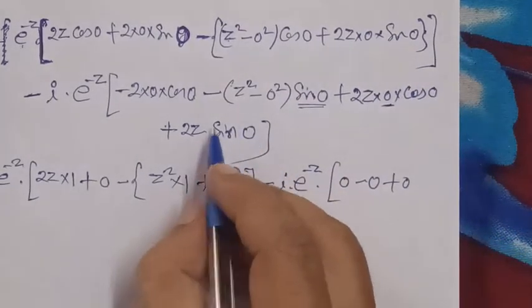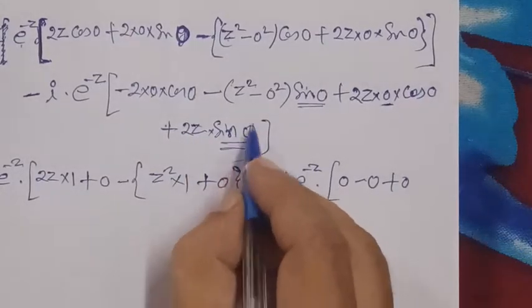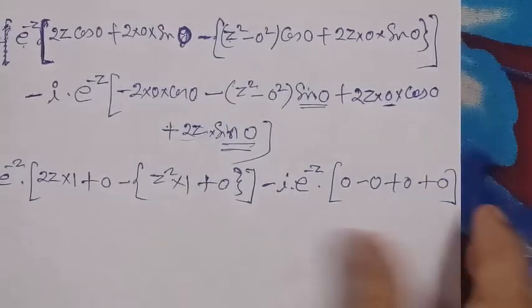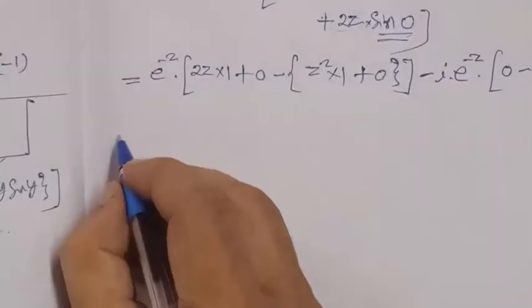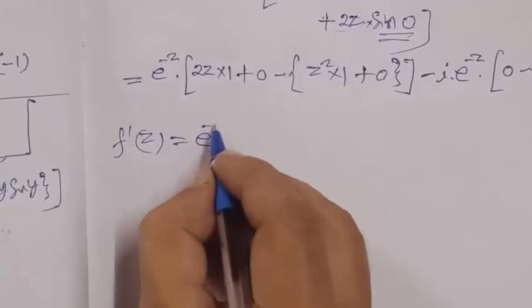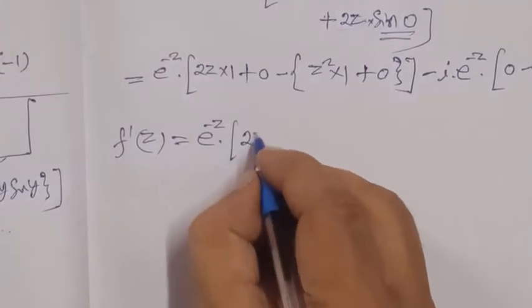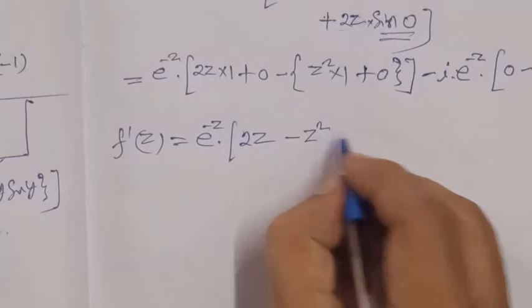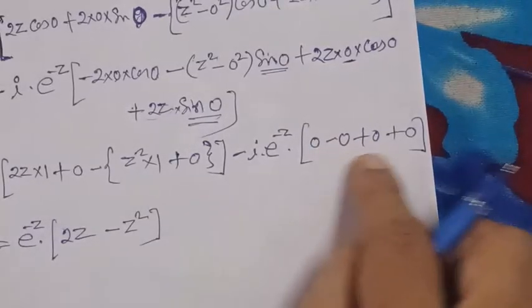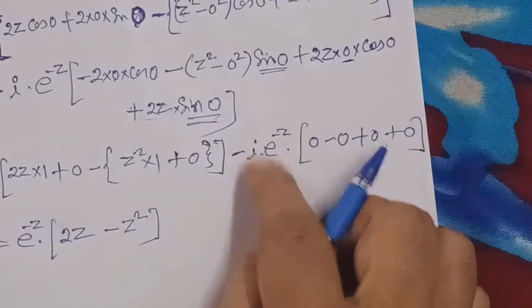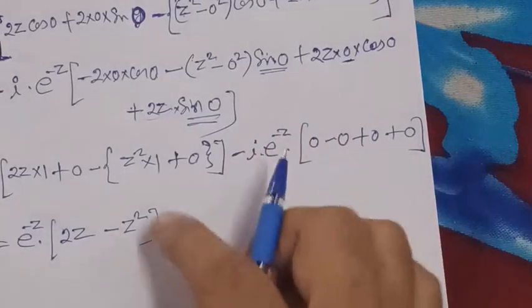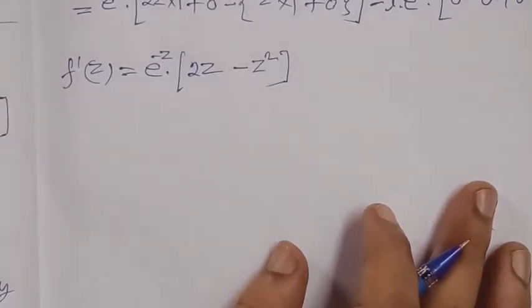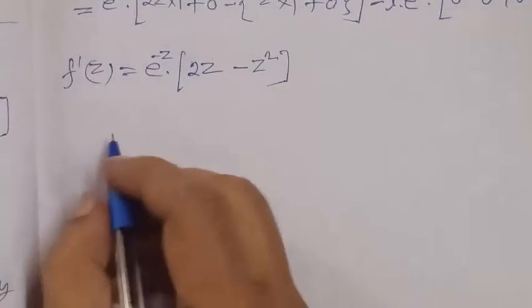Also the last term is 0 because sine 0 is equal to 0, and 0 into 2z is equal to 0, therefore this portion is completely 0. So we get f dash z is equal to e to the power minus z into 2z minus z square only, because 0 multiplied by i e to the power iz is equal to 0. So we do not write it here because it is useless. What we have to find is f z.